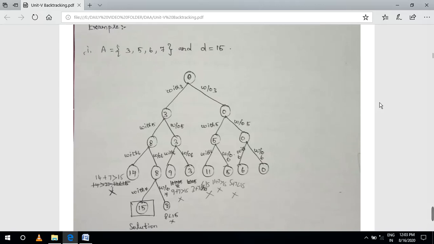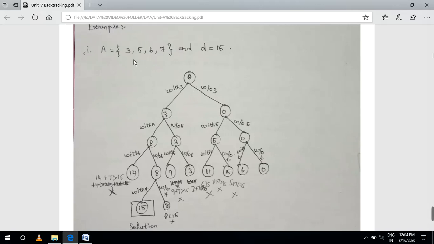First, this is the state space tree. We start the tree at 0, because when you add values to the subset, the starting sum is always 0. So I'm taking 0 with 3, and without 3. With 3 it is 0 plus 3, so 3. Without 3, there is no need to add it, so it stays 0.